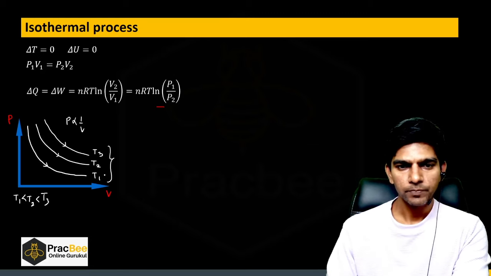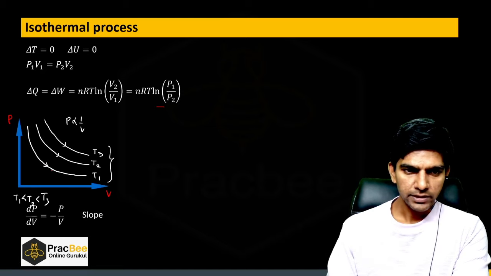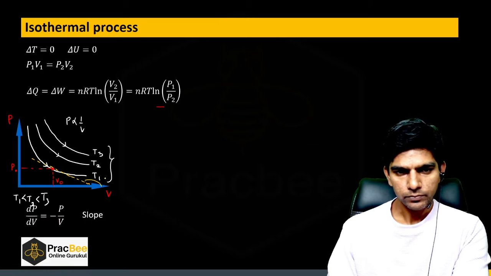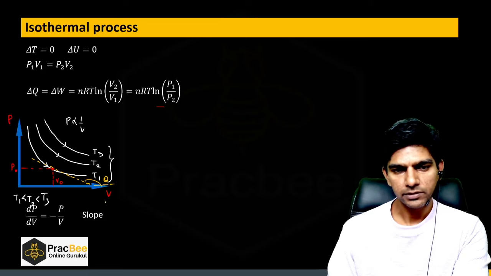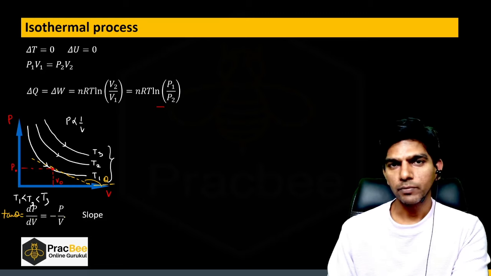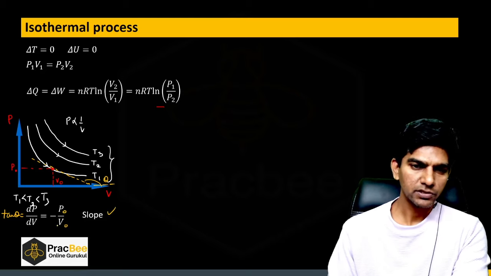So do remember this. If we want to find the slope of this graph, let us say at this point the volume is V naught and the pressure is P naught, and the slope is this. This angle is theta with the positive x-axis. So tan theta is nothing but dP by dV, and it will be given by minus P naught by V naught. So do remember this formula for the slope.